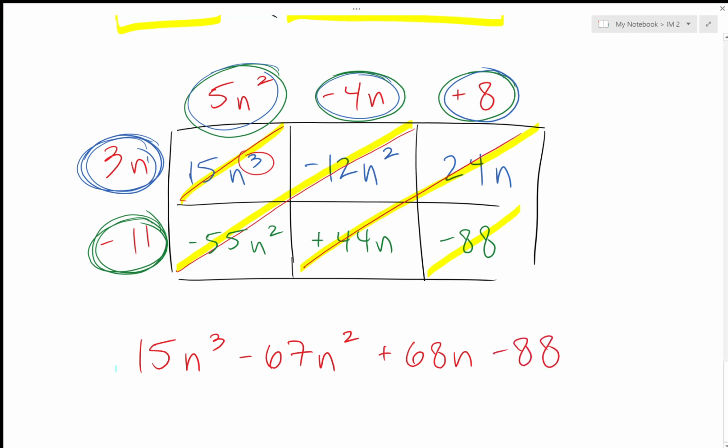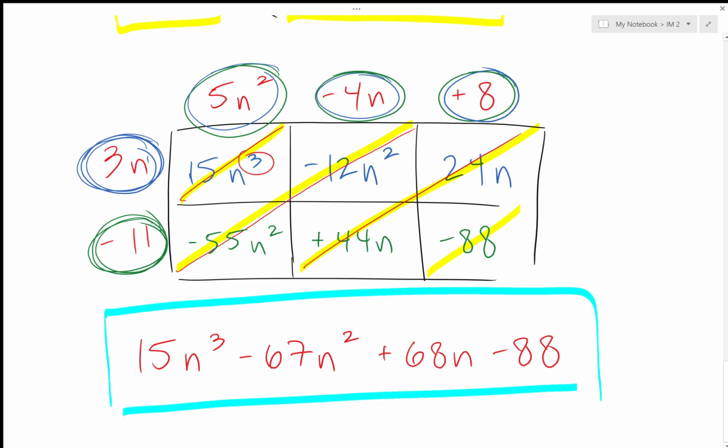So use whatever method is best for you, whether it's FOIL or this box method. The box seems to work out once there's more terms, but either way, you come out to the same answer.